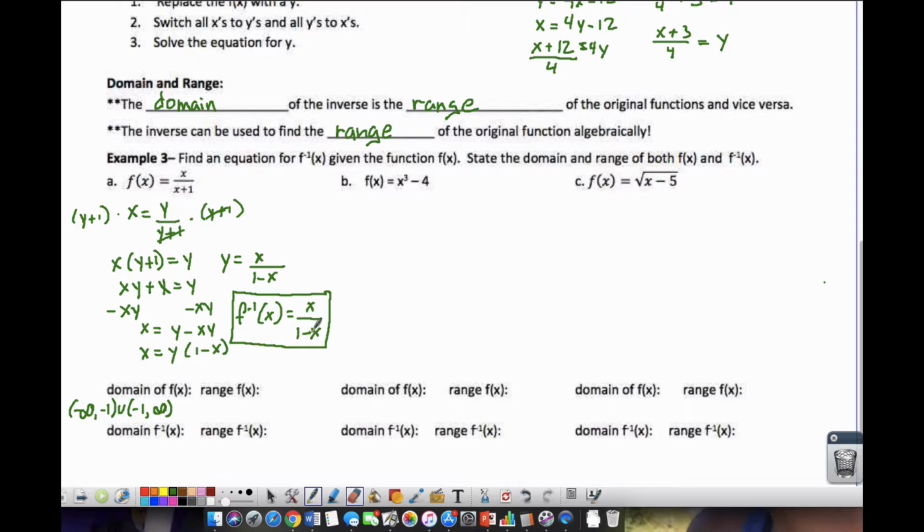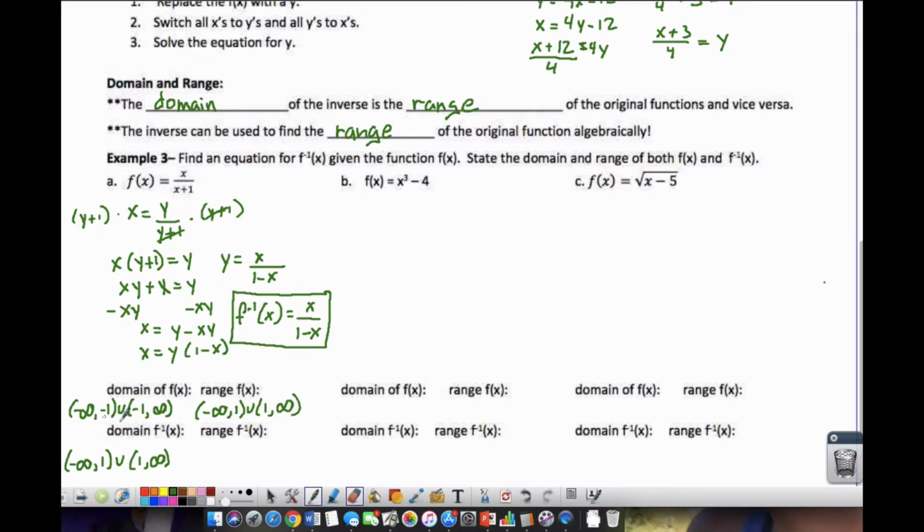Okay, so for this one, what can we not have in here? Well, we can't have a 1 in there. So this has changed. This was a negative 1, but now it's going to hop over 1 and go to infinity. So that will help us find our range. This domain is the range of our original function. And I'm just going to go ahead and write it in here. So negative infinity, 1, 1, to infinity.